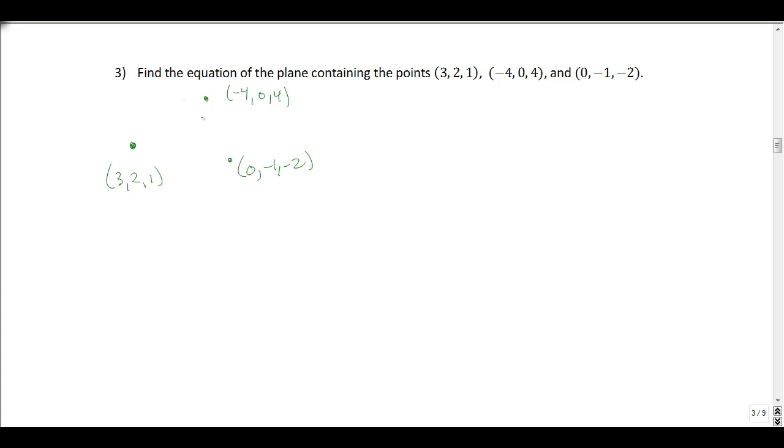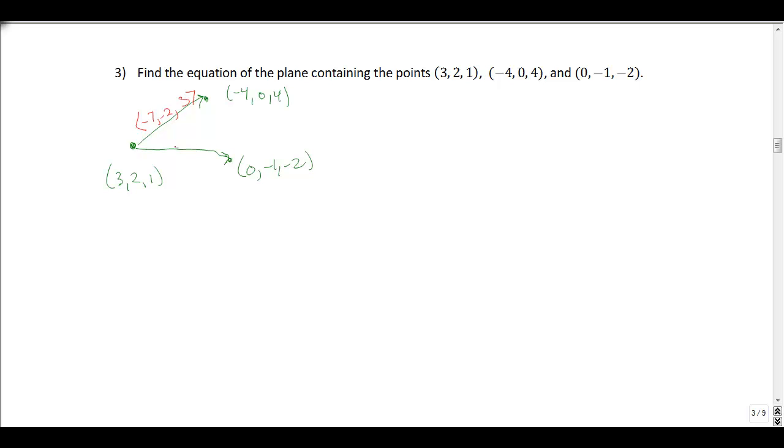I'm going to try and find a normal vector to the plane. To do that, I need 2 vectors in the plane. And so I'm going to do at least 2 subtractions here of points. So this vector here, let me write that in red, it's going to be -4 minus 3, that's -7. 0 minus 2, that's -2. 4 minus 1, 3. So the vector from (3, 2, 1) to (-4, 0, 4) is (-7, -2, 3). That's one vector that's in the plane we want.